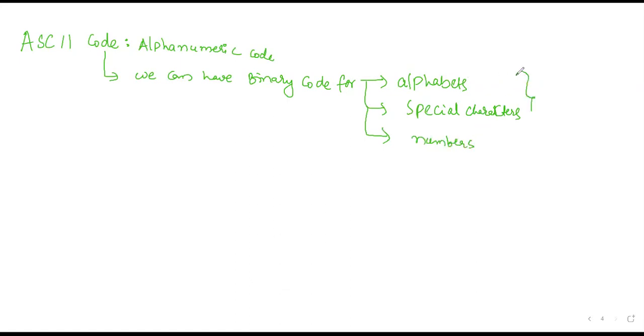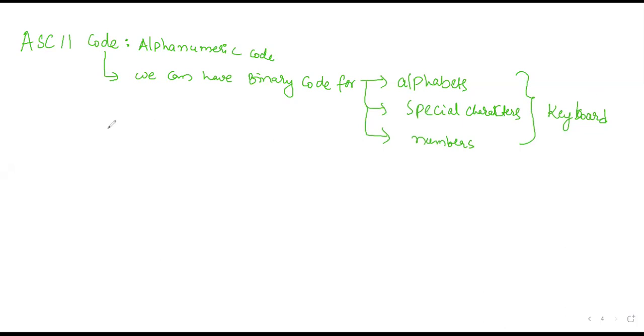Okay, you can see these 3 different types in keyboard. In keyboard, we have alphabets, special characters, and numbers. So you can have a different binary code for each alphabet or special character or number.